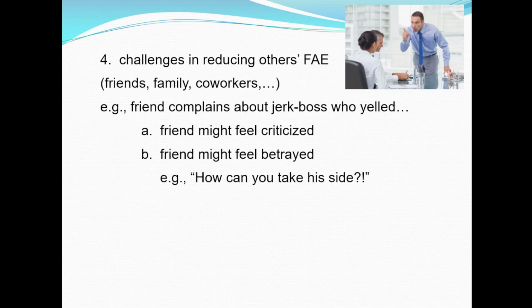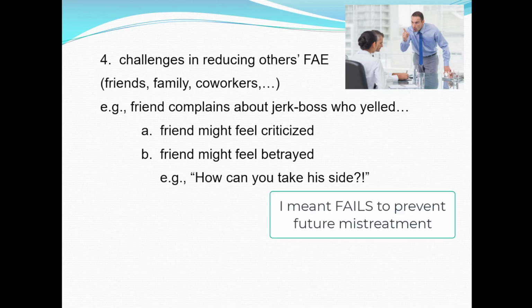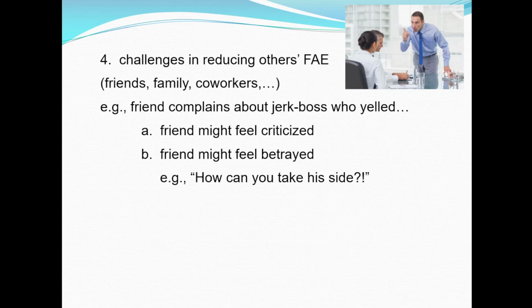So I want to give you time to write this down. Of course, you can pause it. But the thing about trying to reduce other people's FAE is that you're trying to help them avoid those negative consequences of the FAE. One of the negative consequences of the FAE is to feel the anger, to feel a desire to retaliate, and that's probably not good at your workplace. You don't want to retaliate against your boss. Another negative consequence of the FAE is that it prevents future mistreatment. Okay, so if the boss is mistreating my friend, and we can reduce the FAE, if the FAE is what's going on, then maybe we can help my friend's situation better to prevent future mistreatment, not feel the anger or the hostility that might be arising.